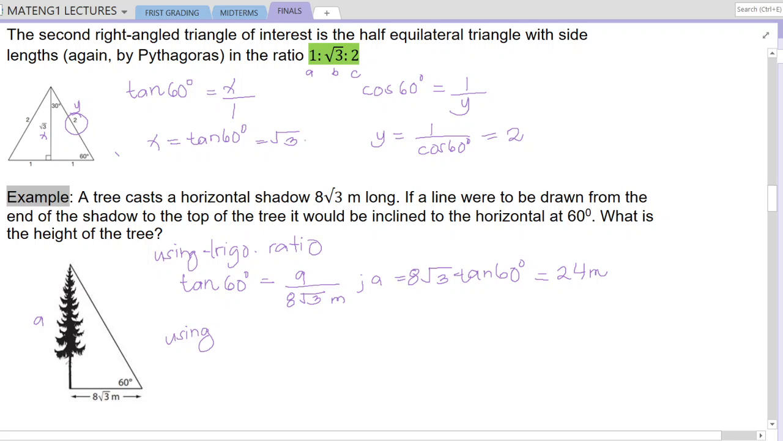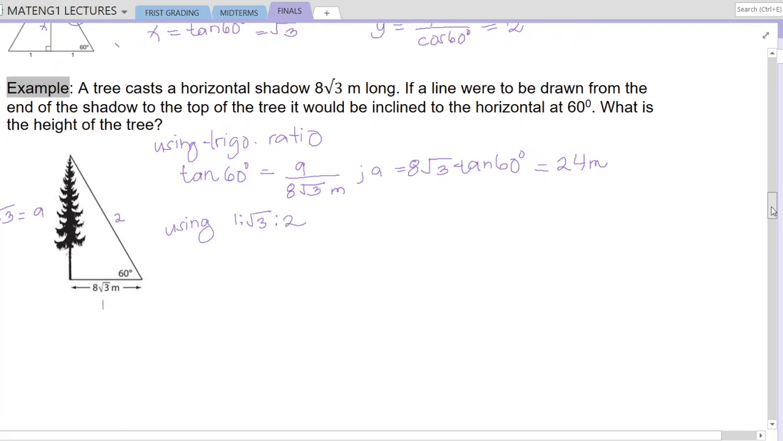Or using the special triangle, which is the half equilateral, that is 1 is to square root of 3 is to 2. Since the height is square root of 3, for the base there is 1, and for the hypotenuse, that is 2 units. Having that, we use ratio and proportion again.